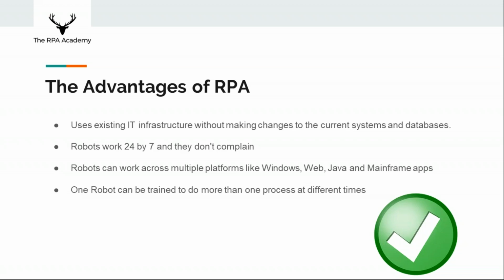And obviously, your robots are always working, they're machines. The software robots don't sleep. As long as your computer is on, you can have it up and running. They can automate a lot of different things. You can automate absolutely any type of application with RPA, and one robot can do multiple different jobs.